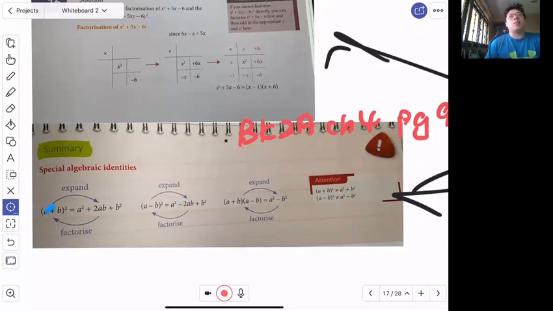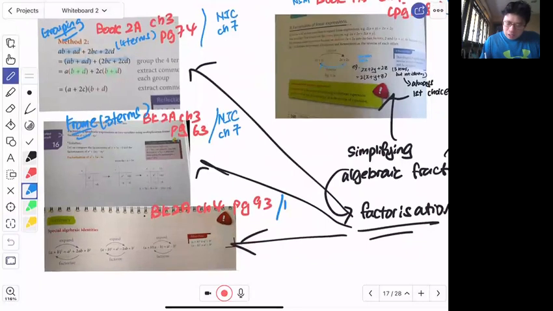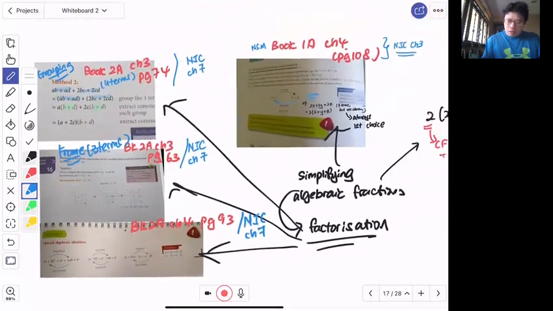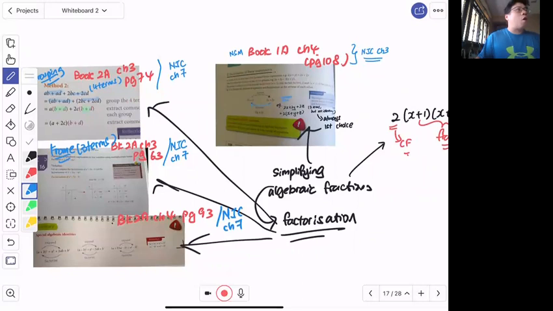Okay, so you can see that I'm going from a sum to a product, from a sum to a product, from a sum to a product. Again, you can also use this method to do factorization. We also just learned it in NJC chapter 7. Just to show you an overview, you have 4 weapons, 4 methods to do factorization.